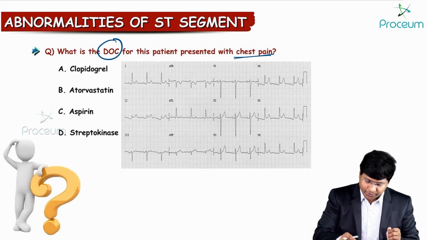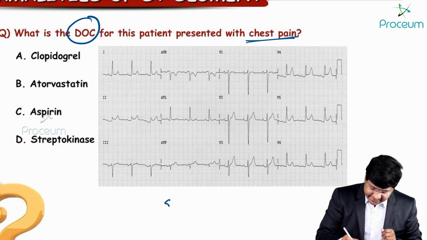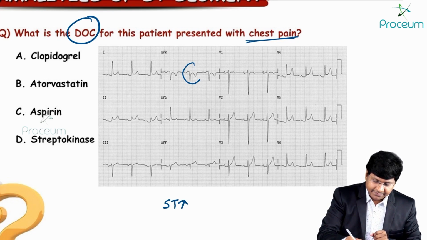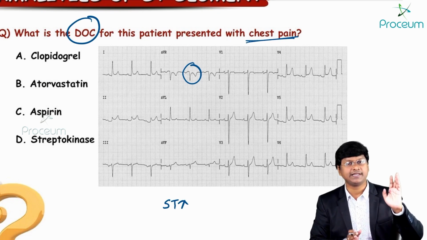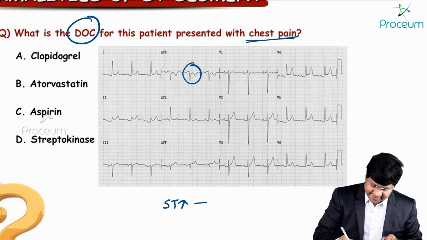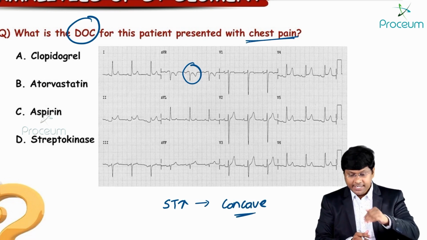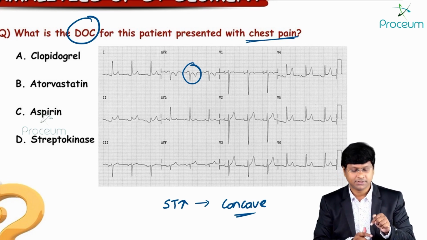Now what is that you are able to make out in this ECG? If you closely observe, there is ST segment elevation in all the leads except your AVR. Right? Except your AVR, the ST segment elevation is there in all the leads. And what is the shape of this ST segment elevation? That is your concave ST segment elevation. Now where do you have this concave ST segment elevation in all the leads?